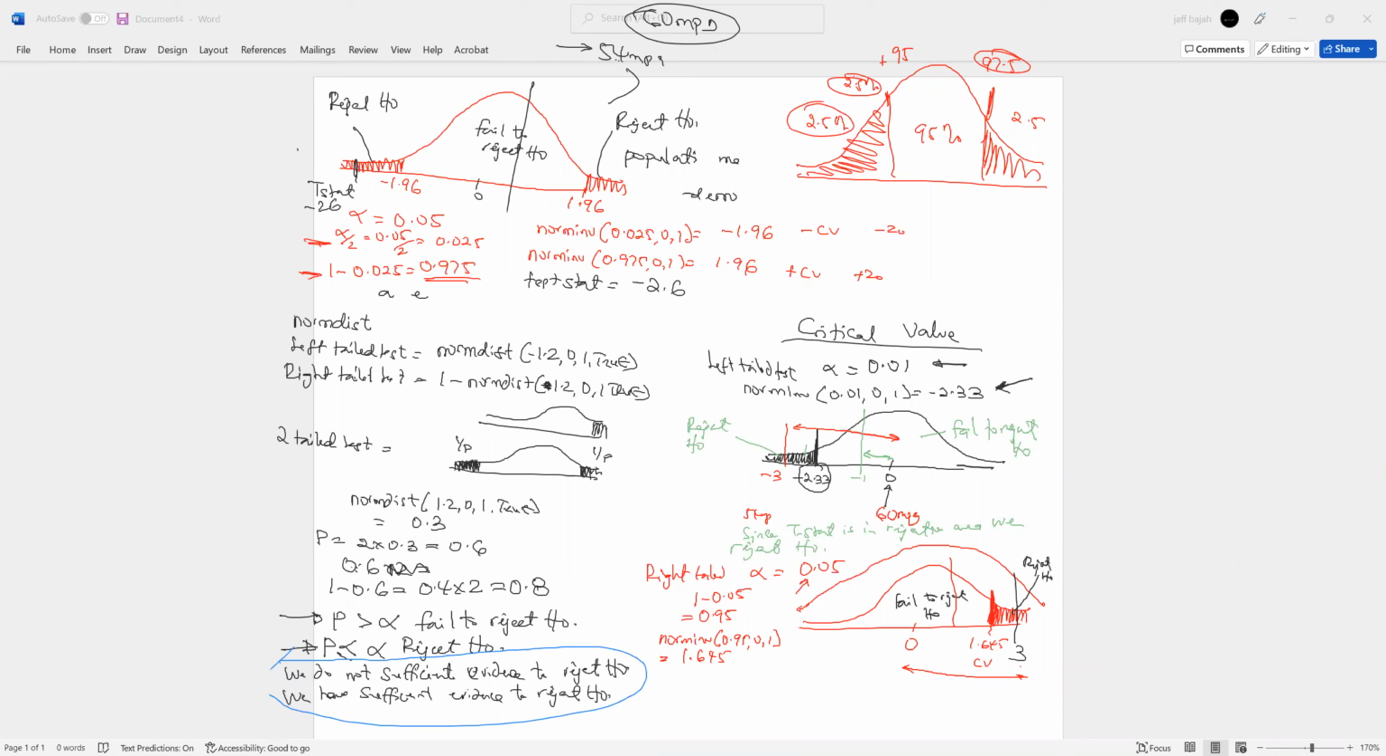So that's step 5. And then your explanation here is basically your step 6, right? Whether we reject or fail to reject is your decision making. And then we now say we have sufficient evidence or we do not have sufficient evidence.